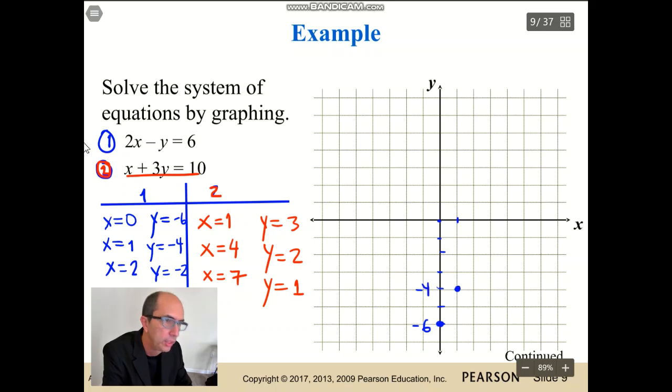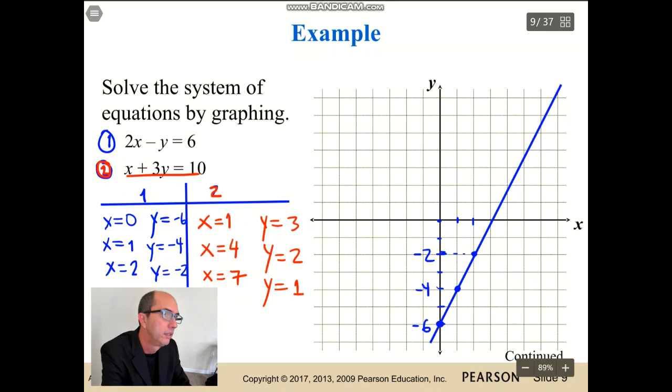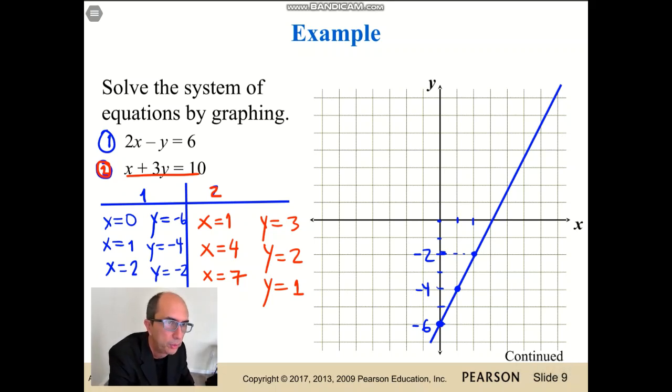So this point right here. And x equals 2, y equals negative 2. And we have a point here. Now let's connect the 3 points with a line. It's going to be something like that. Okay, looks nice.